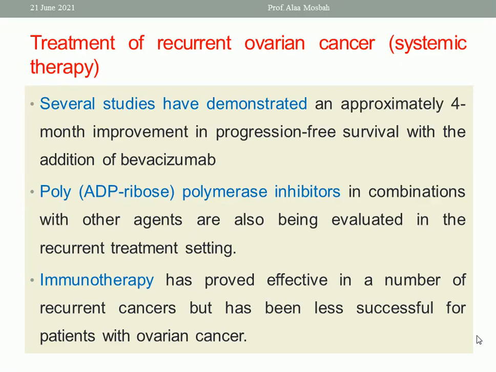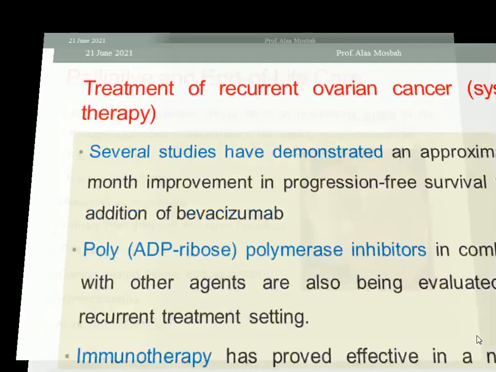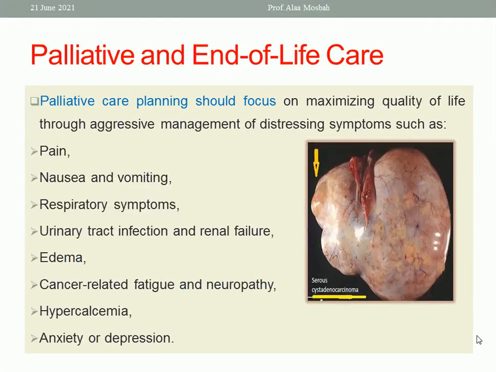What about the PARP inhibitor, polymerase inhibitor? In combination with other agents are also being evaluated in the recurrent treatment setting. On the other side, immunotherapy has proved effective in a number of recurrent cancers, but has been less successful for patients with ovarian cancer. So the result up to now in ovarian cancer is not promising.